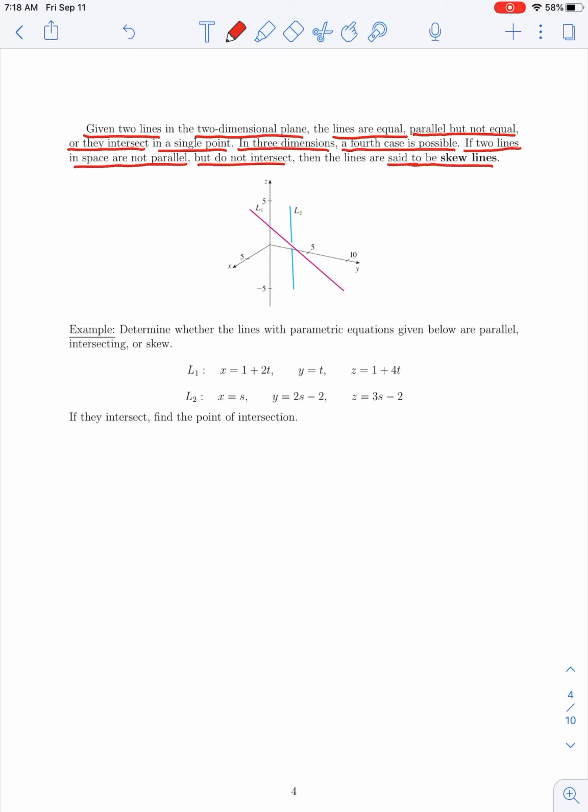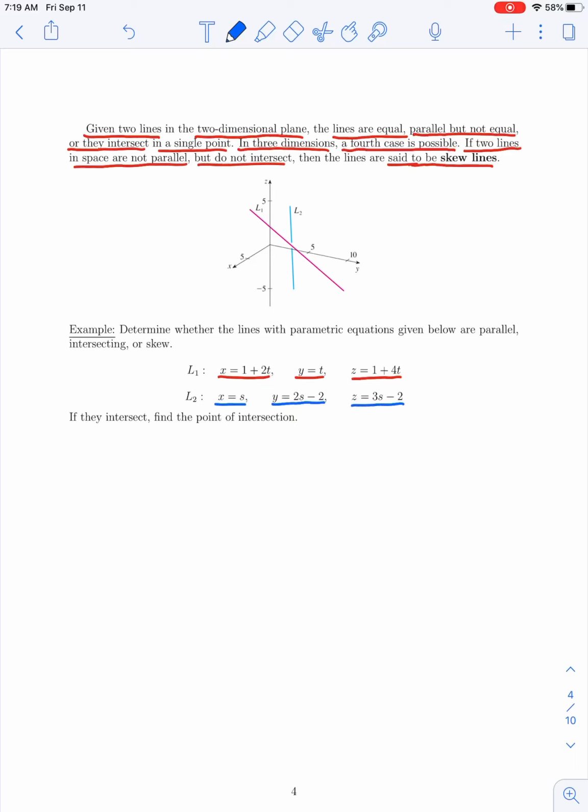So let's consider an example of skew lines. So here in our next problem, we are asked to determine whether the lines with parametric equations given below are parallel, intersecting, or skew. So we have 2 lines, L1 and L2, and the parametric equations are given. For the line L1, we're using a parameter t, and for the line L2, we're using a parameter s.